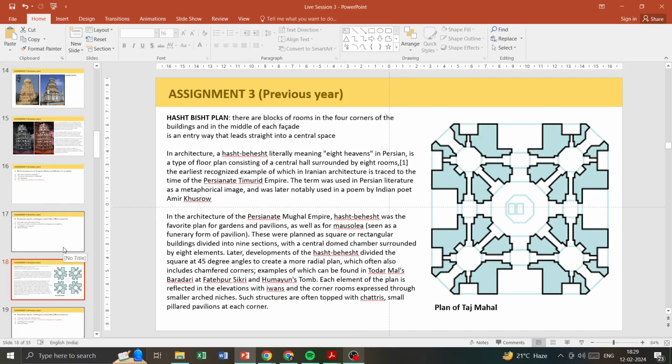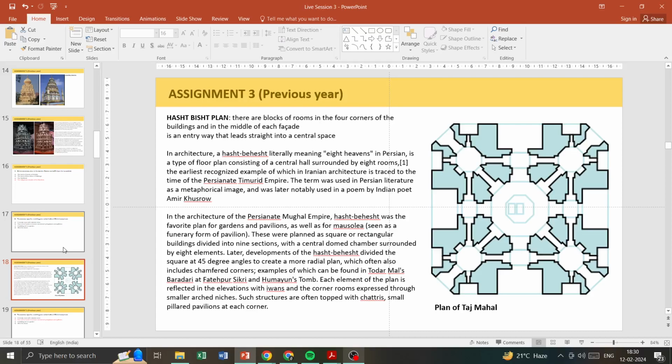So this image you see is the plan of the Taj Mahal. This is a typical Husht Bihisht plan. In a Husht Bihisht plan, there are blocks of rooms in the four corners of the building, and in the middle of each facade is an entryway which is called the Ivan that leads straight into the central space. So you see this plan, we have four rooms in the corners of the building, and in the middle of the facade is one entryway that leads to the central space.